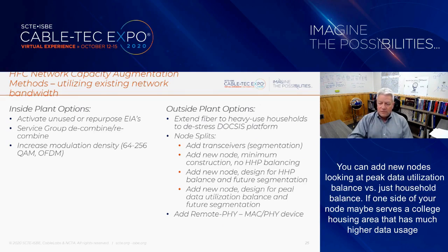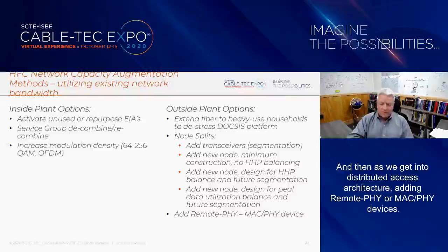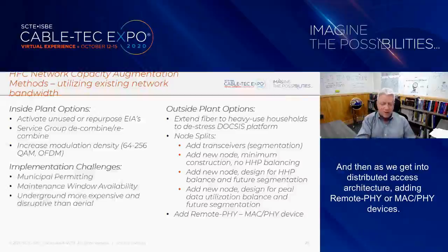You can add new nodes looking at peak data utilization balance versus just household balance. So if one side of your node maybe serves a college housing area that has much higher data usage than another side of the node that serves a retirement community, you could balance your node split based on data consumption instead of just on geography. And then as we get into distributed access architecture, adding remote PHY or MAC PHY devices.